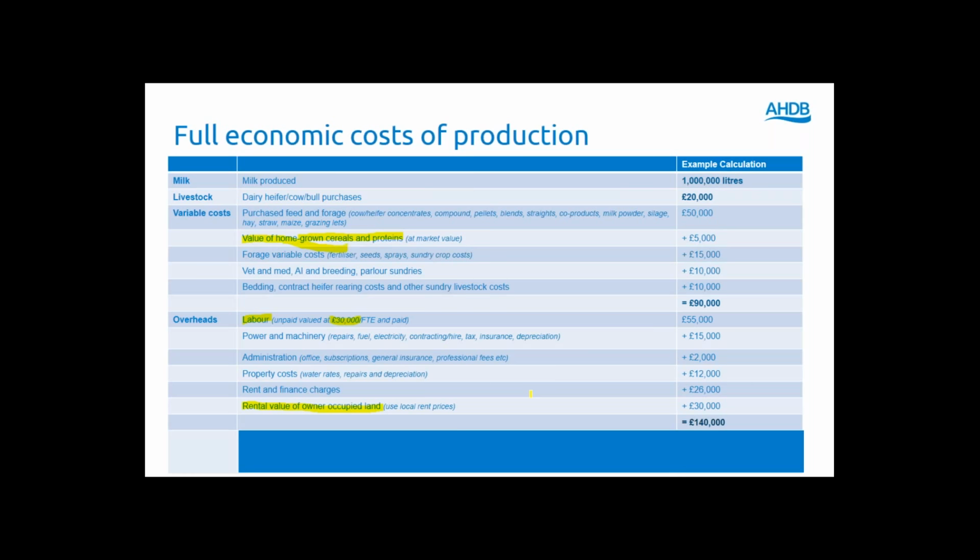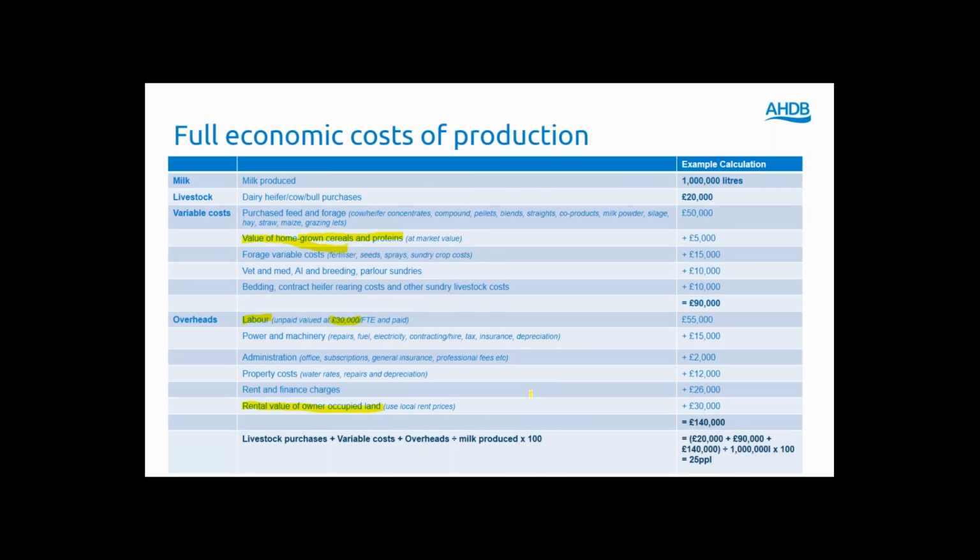Once you've covered all that, it's then taking those livestock purchases, add on those variable costs, add on those overhead costs, and then divide by the total amount of milk produced to get your pence per litre, and that's then your full economic cost of production.